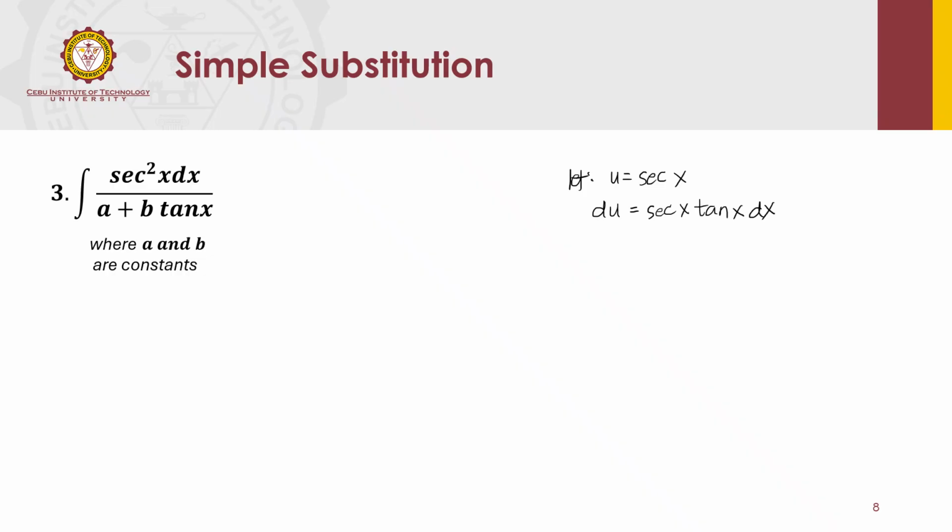But as you can see, you don't find secant times tangent multiplied to your dx. The tangent is here in the denominator and multiplied with a constant. So that is wrong, not possible.